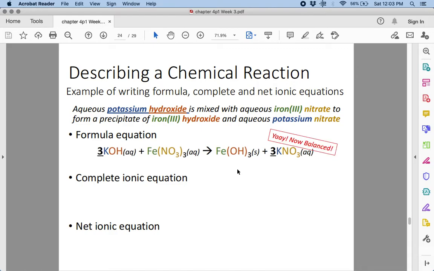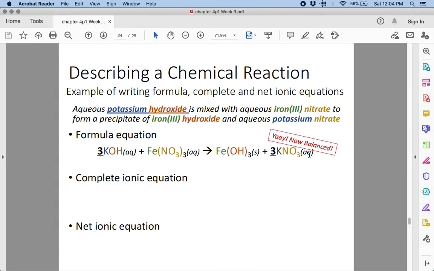It is not. So we have to go and balance it. Easily done. This is a relatively simple balancing equation in terms of the fact that we now have to have a 3 in front of the KOH and in front of the KNO3. Alright, so now we're balanced and we can move forward.